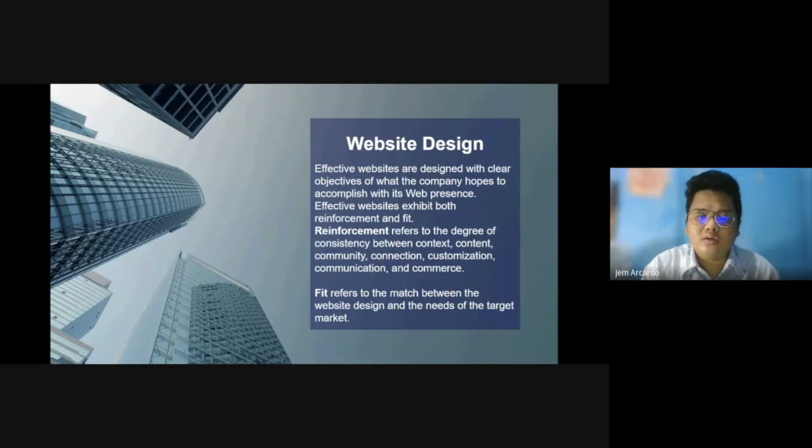An example of reinforcement is when a website wants to build a vibrant community but does not provide easy two-way communication tools. That website would be low in reinforcement. An example for fit would be Google's site, which has a minimalistic look and feel, as well as useful content to draw users and keep them. Therefore, Google's site is high on fit.